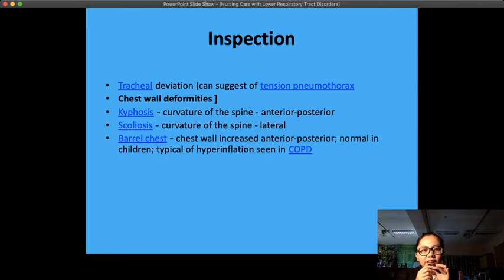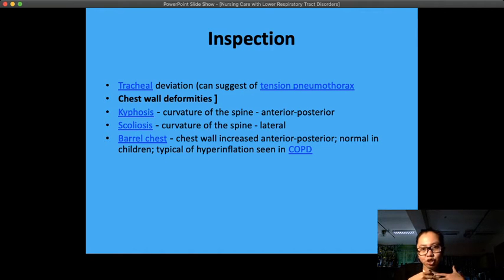So tracheal deviation can suggest tension pneumothorax. So there would be chest wall deformities. Kyphosis, curvature of the spine, anterior-posterior. Scoliosis, curvature of the spine, lateral. And barrel chest, increased anterior-posterior diameter, normal in children, typical of hyperinflation seen in COPD.